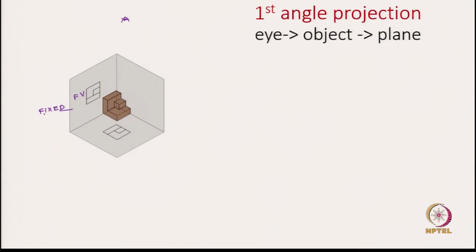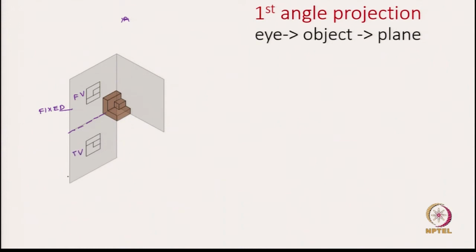How do we rotate? We rotate it about the common edge between the vertical plane and the horizontal plane. So, this is the common edge, and now let us see how it looks once we rotate gradually. Okay. So, after we rotate, this is actually the top view.